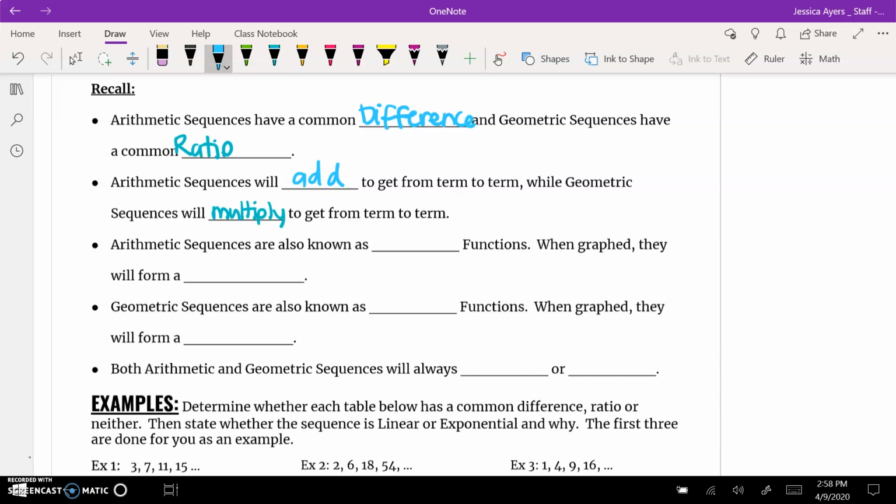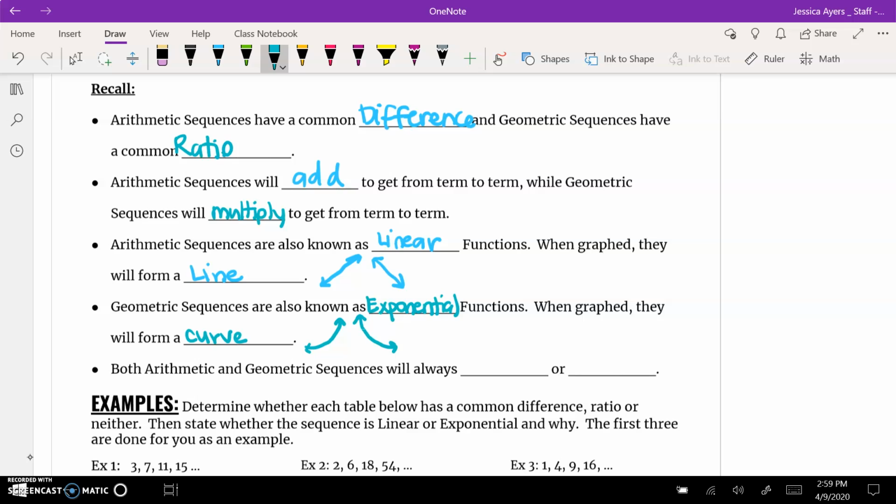Arithmetic sequences were also known as linear functions. And when we graphed them, they formed a line. So they looked something like this or like this. Geometric sequences were known as exponential functions. And when they graphed, they formed a curve. And so they either looked like this or they looked like that.